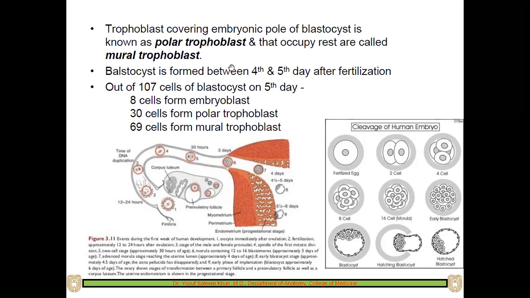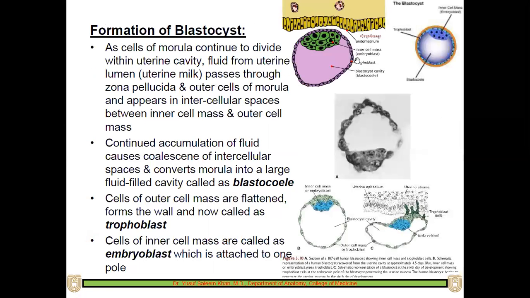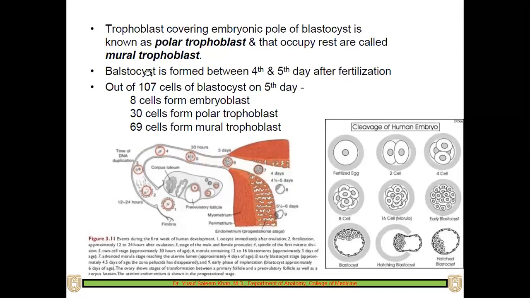The blastocyst is formed between the fourth and fifth day after fertilization. As we saw, by the fourth day it will be the morula formation, and by the fifth day the blastocyst formation. So you know the stages, how it has changed. It has gone from the single cell stage to two cell, then 4 cell, then 8 cell, then 16 cell. This is called the morula. Now the cells in the morula change into outer cell mass and inner cell mass, and there is formation of a cavity. Now it is called the blastocyst, and it will appear by the fifth day, 4 to 5 days after fertilization.